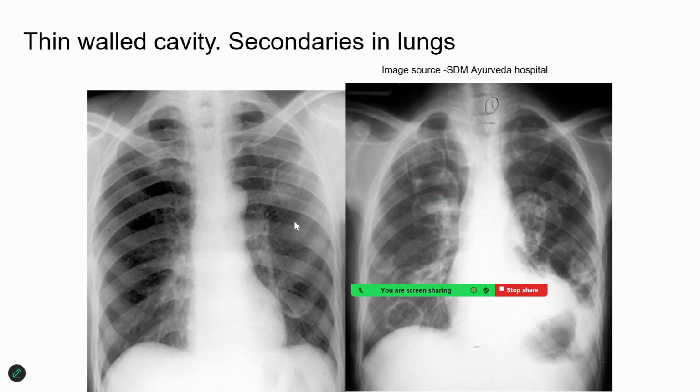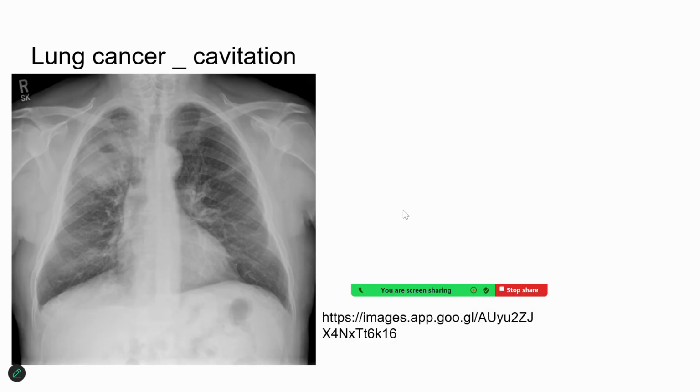These thin-walled cavities are very typical of secondaries in the lungs, and most of the time the primary would be in the kidneys. A primary in the kidney resulting in secondaries in the lungs would present what we call a cannonball appearance, with multiple, almost perfectly circular lesions, looking as if the lung tissue is punched out. That kind of appearance is seen in such conditions.